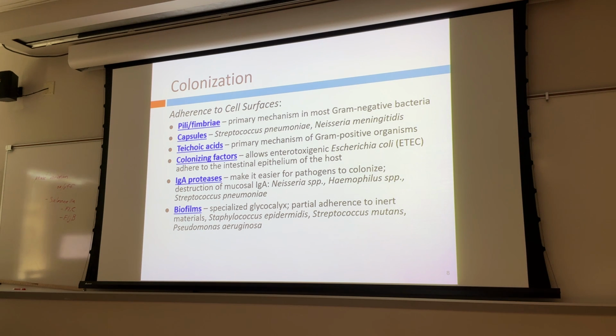7 if you include the ones that cause UTIs. IgA proteases, we talked about that, some different examples of microorganisms that make IgA proteases. What I do want you to get from this, even though we haven't really talked about it yet, is Neisseria meningitidis. Anytime you see spp, it just means species. But I'll give you meningitis as an example. Neisseria meningitidis, Haemophilus influenzae, Streptococcus pneumoniae.